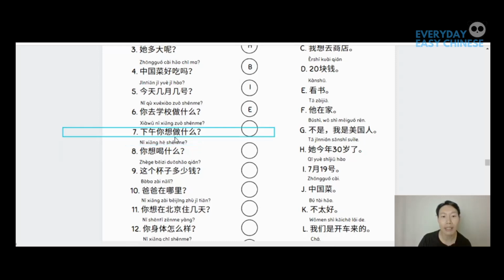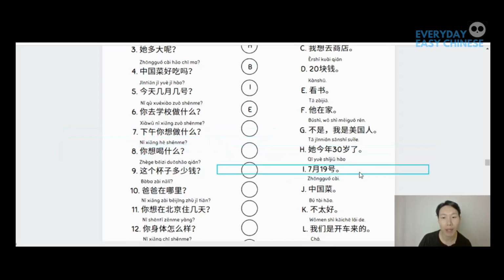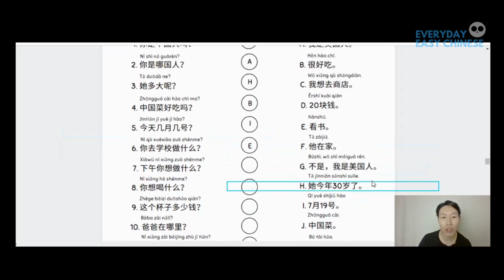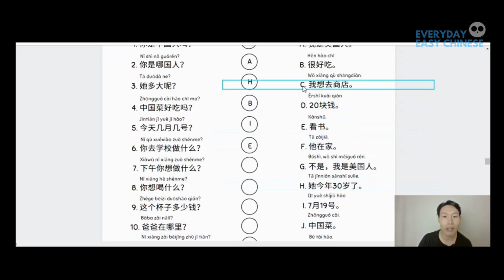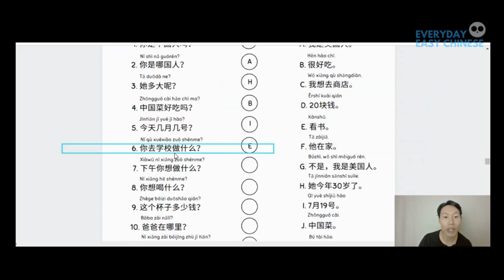Okay, number 7. 下午你想做什么? What do you want to do in the afternoon? Actually, you can also say 看书 here, or there's another answer. 我想去商店. But obviously, this would not fit in with 你去学校做什么? So that's why this one is a C. You wouldn't go to school to go shopping, would you?